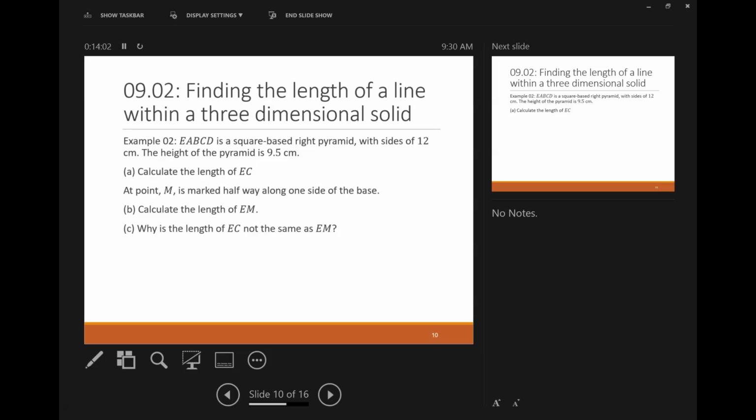Let's look at another example. EABCD is a square-based right pyramid, excuse me, with sides of 12 centimeters, and the height of the pyramid is 9.5 centimeters. The first thing we want to do is calculate the length of EC.